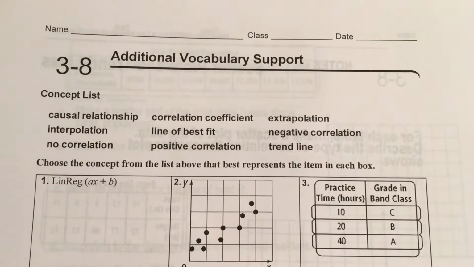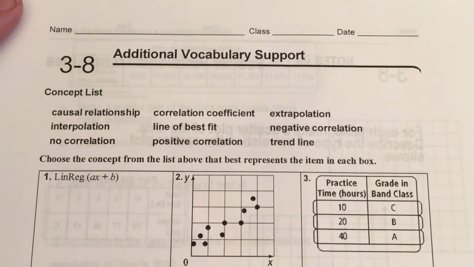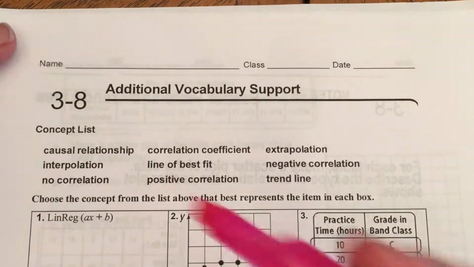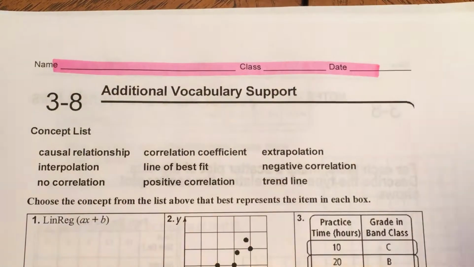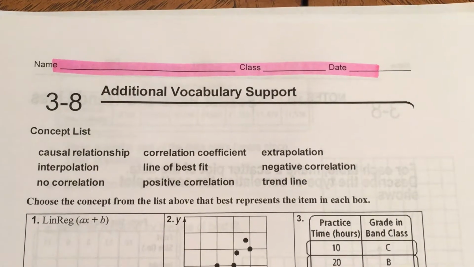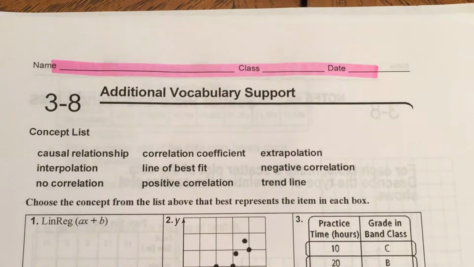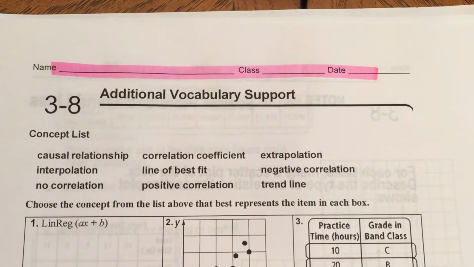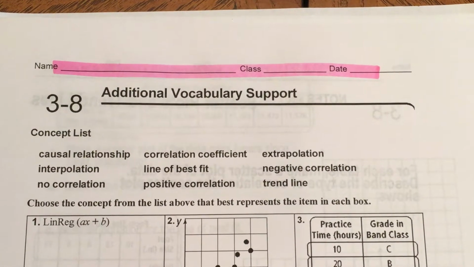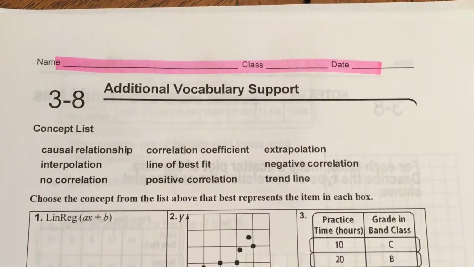Hi, let's talk about additional vocabulary support. Page 8.3. Let's get your name at the top of the paper so we know that it's yours. All right, there's a lot of vocabulary in this section involving trend lines and scatter plots. Some of these terms we've already discussed quite a bit, and some we really haven't mentioned at all. So let's find out new things.